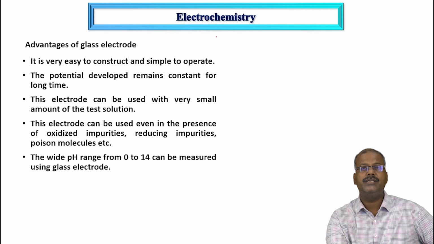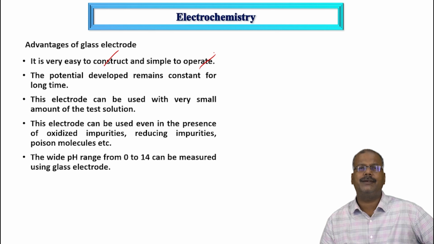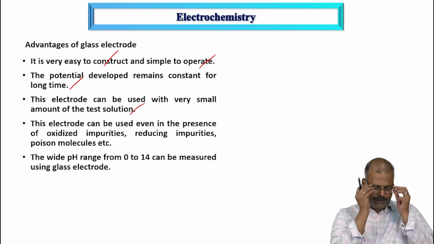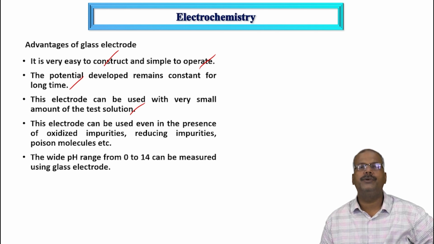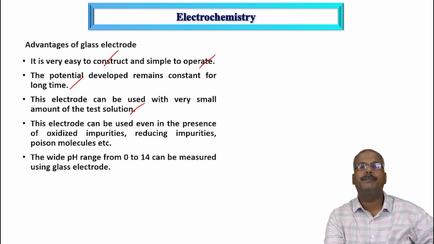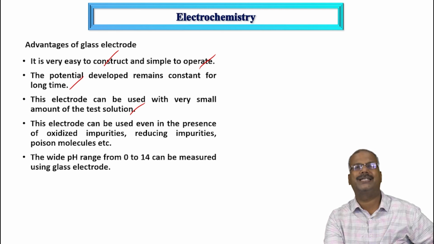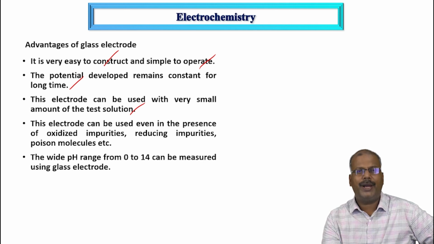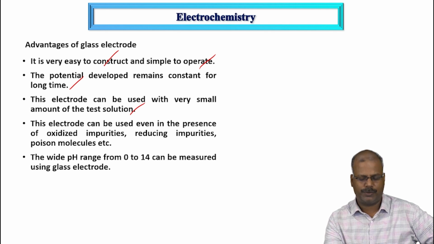Next, what are the advantages of the glass electrode? The glass electrode is very easy to construct and simple to operate. The potential developed remains constant for a long time. The electrode can be used with a very small amount of test solution, and it can be used in the presence of oxidized impurities, reduced impurities, poisonous molecules, etc. They won't affect the sensing of the H+ ion by the glass electrode. A wide range of pH can be measured using this pH electrode.